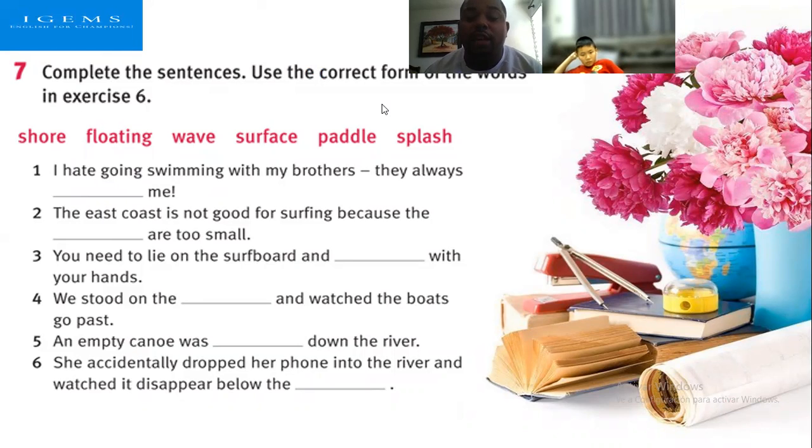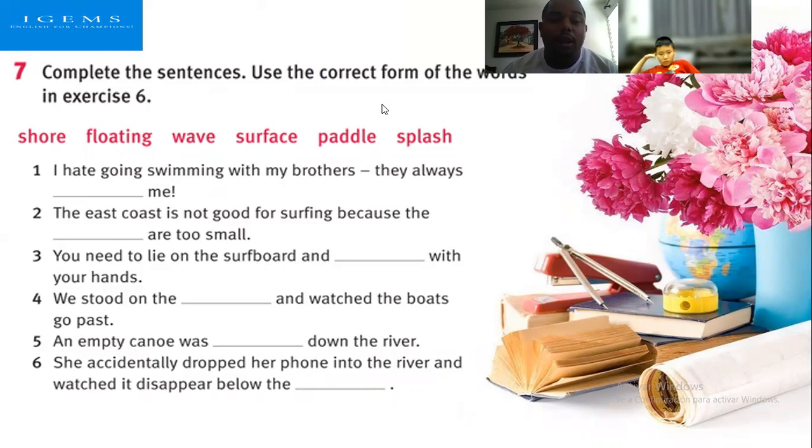So look at there. We have this exercise number 7, which we are going to complete. All right, listen to this. We are going to complete the sentences. We are going to use the correct form of the word in exercise number 6, as you saw before. Number 1, I hate going swimming with my brothers. They always splash me. Okay. Next one, number 2.